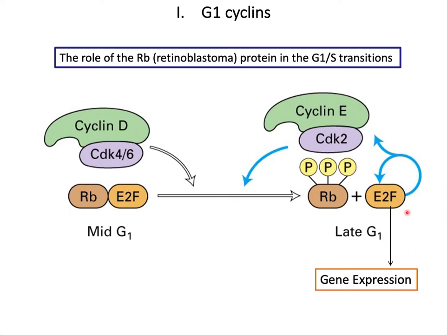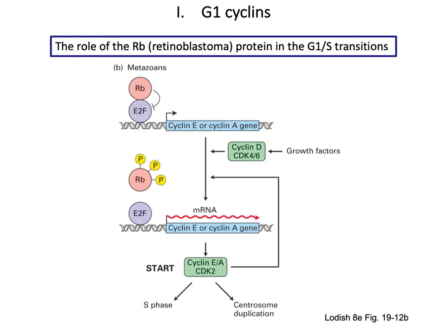Another gene that E2F induces expression of is cyclin E. So you get a synthesis of a second G1 cyclin CDK dimer that becomes activated, and it can actually feed back into the process and phosphorylate more of the retinoblastoma protein to further activate E2F. So this is what it looks like at the molecular level.